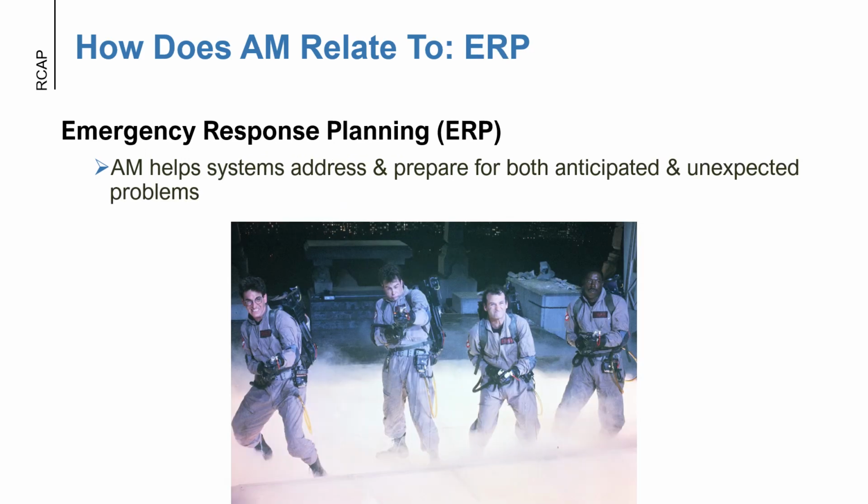Another important plan that asset management ties into is your emergency response plan, which helps your system address and prepare for both anticipated and unexpected problems. So asset management helps your utility define which assets are the most critical to maintaining water service, and your ERP is going to require identification of these critical components so that response can prioritize restoring the essential services. Your asset management plan gives you a good head start with this list. The asset management framework assesses the likelihood and consequence of asset failure. This ties into your emergency response plan, especially the vulnerability assessment aspect of it, helping you to prioritize which threats and failure scenarios you should plan for first.